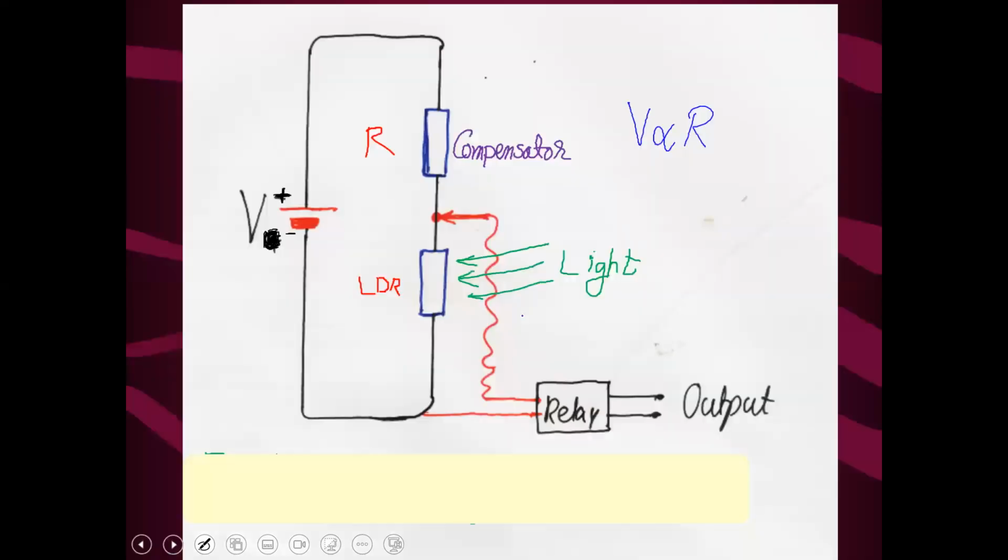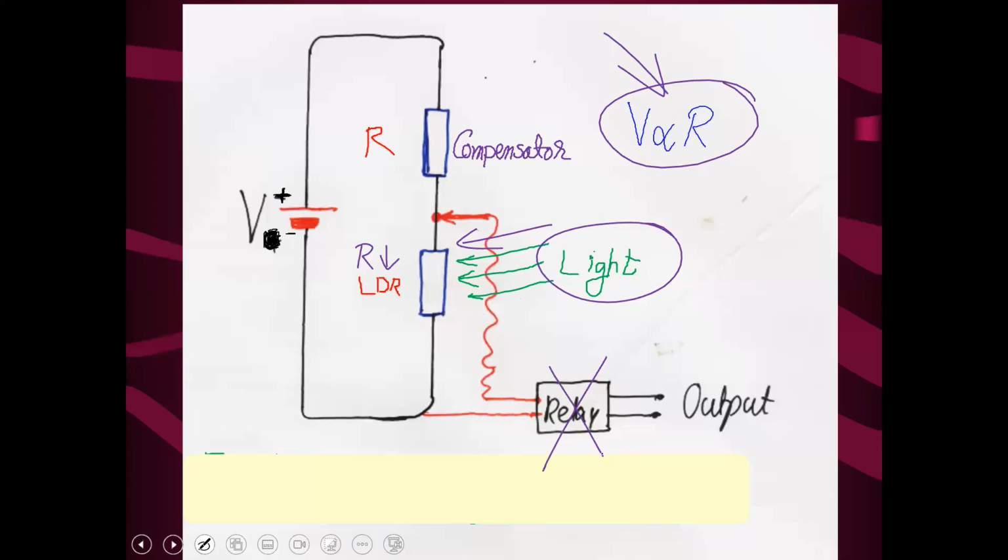Look at this one, LDR. Now I have a compensator and I have an LDR. I will start my discussion again from light here. Now suppose light falls on it, it's an LDR. Resistance of an LDR decreases in daytime with brightness and increases at night. So when light falls on it, now what will happen?